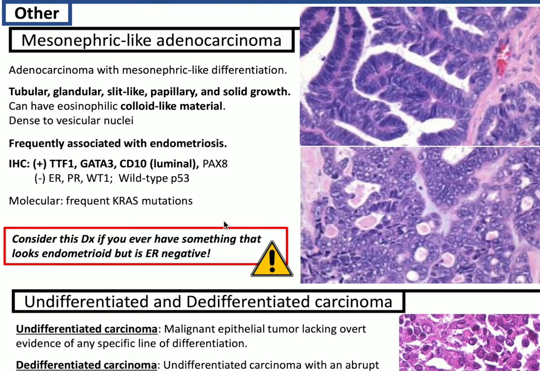Mesonephric-like adenocarcinoma. This is an adenocarcinoma with mesonephric-like differentiation. Architecturally, you'll have tubular, glandular, slit-like, papillary and solid growth. It can have eosinophilic, colloid-like material, and dense to vesicular nuclei and is frequently associated with endometriosis. IHC, it'll be positive for TTF1, where you usually think lung, GATA3, CD10 luminal, PAX8. It'll be negative for ER, PR, WT1, and have wild-type P53. Molecularly, frequently driven by KRAS mutations. Consider this diagnosis if you have something that looks endometrioid, but is ER negative. Again, if it looks endometrioid, you get an ER, it's negative, think mesonephric-like adenocarcinoma.